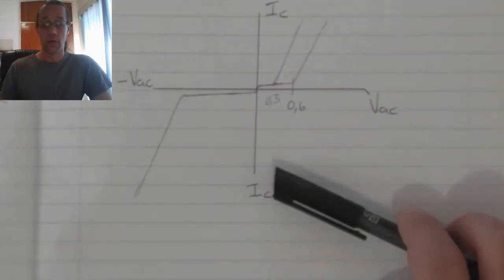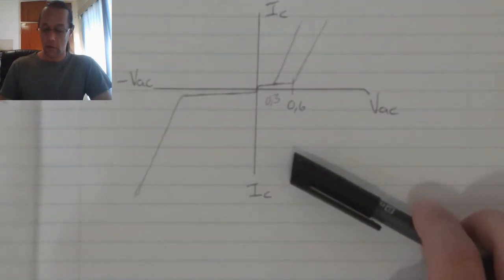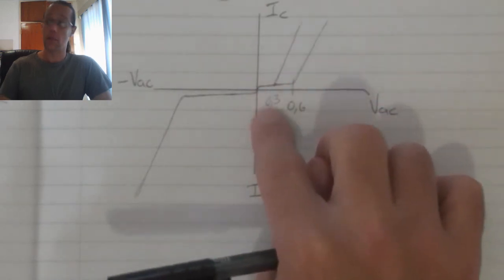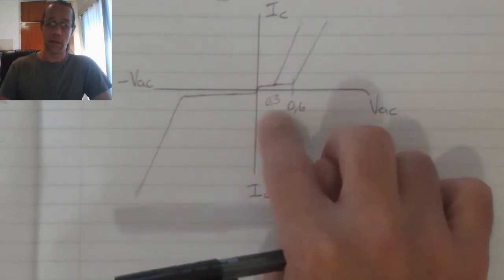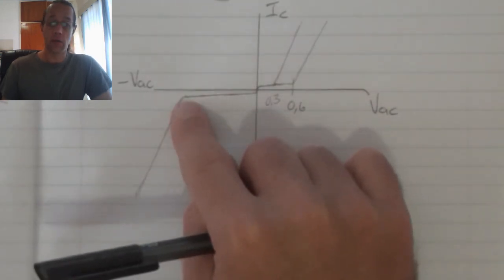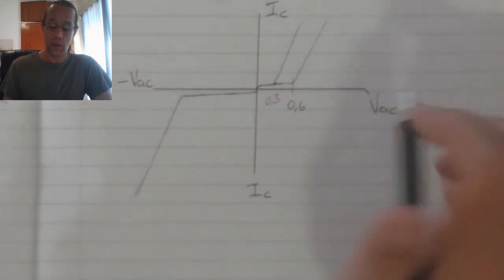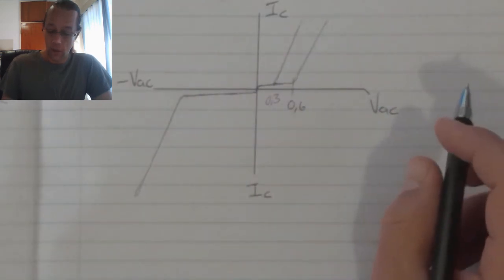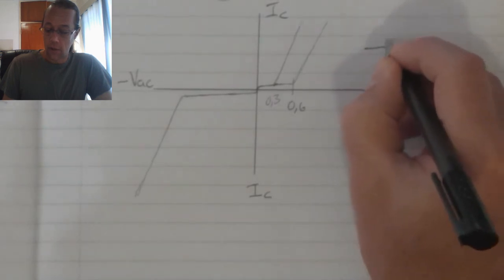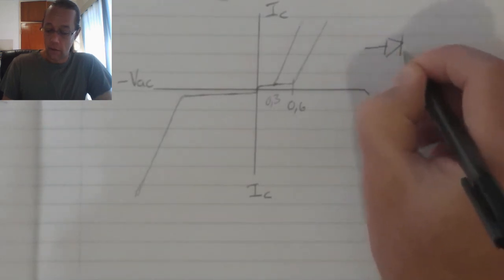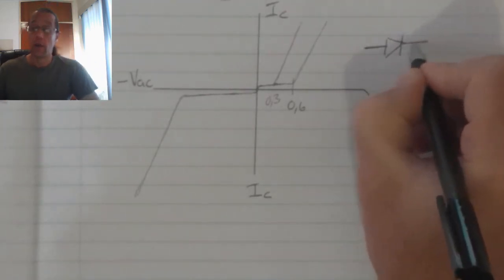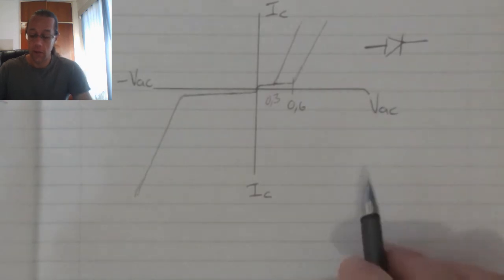This is my typical characteristic for a diode. Note, it's not drawn to scale because, like I said, that's 0.3 and 0.6 volts, and this is typically at minus 600 or more volts. When we look at the construction or the symbol of the diode, the symbol is a triangle with a line that points in that direction.